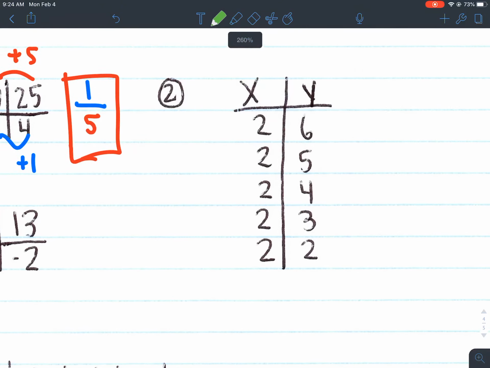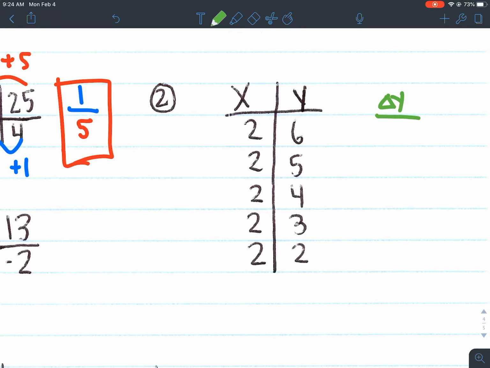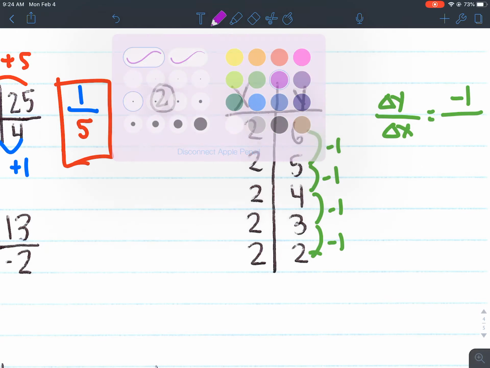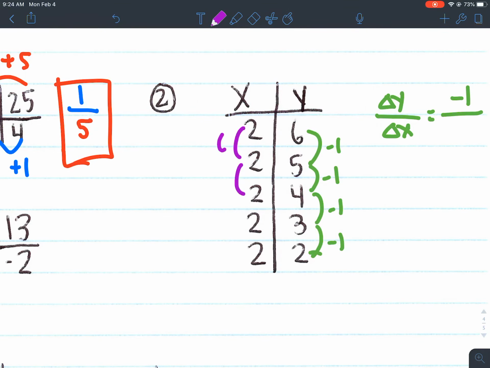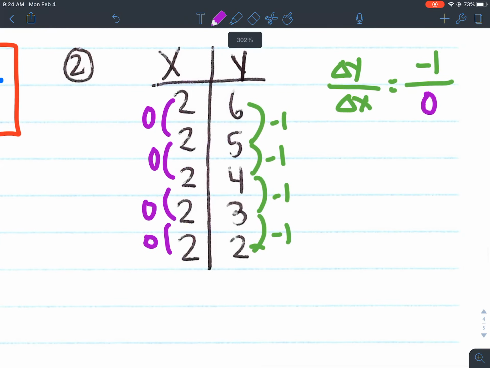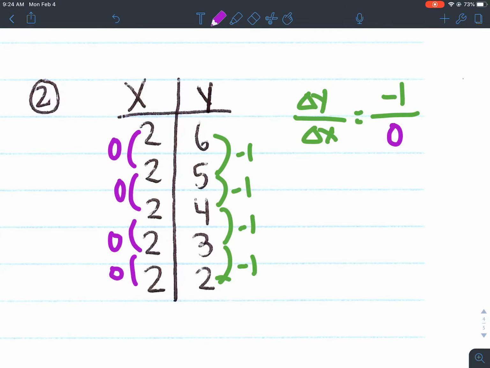Okay, number 2, we're going to go ahead and do change of y, change of x again. So let's see what our change of y is. Well, from there I did minus 1, minus 1, minus 1, minus 1. So my change of y is negative 1. My change of x is actually 0. I haven't changed anything. So I have negative 1 divided by 0. Well, I can't do that in the calculator, which means that is an undefined slope.